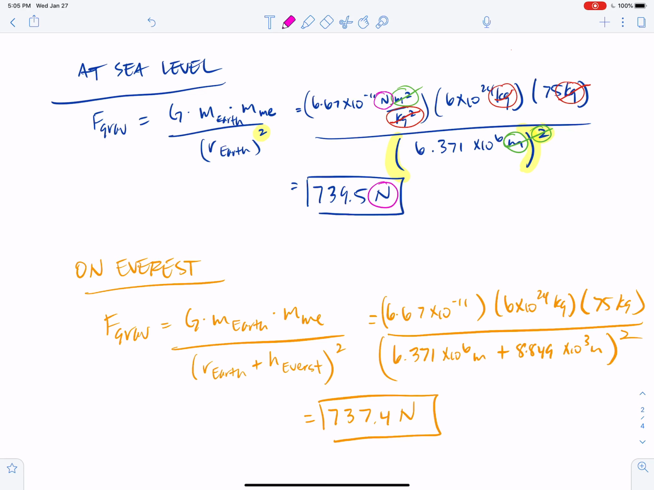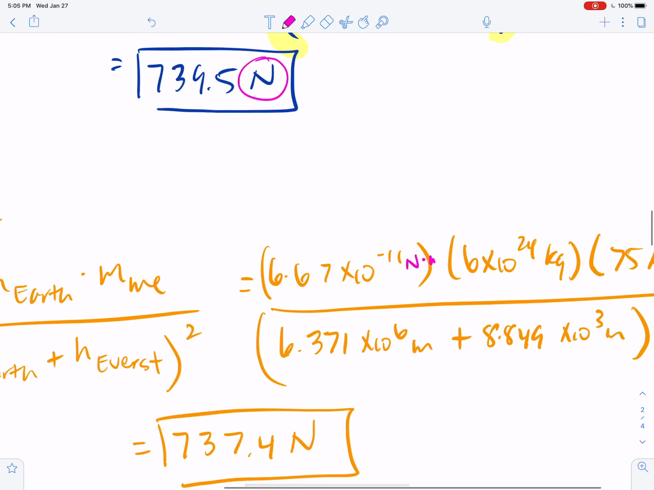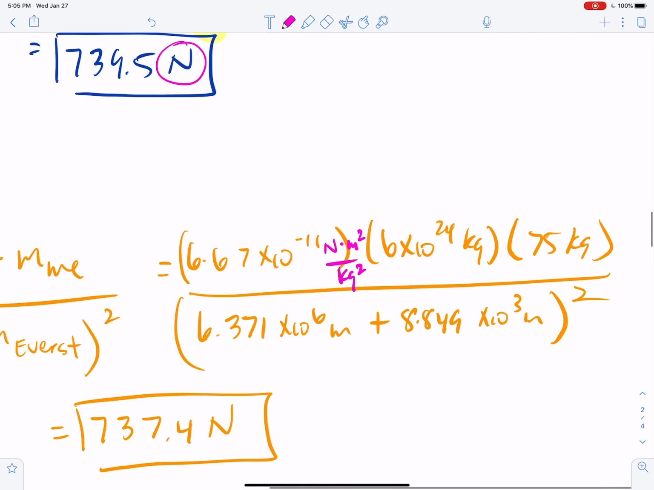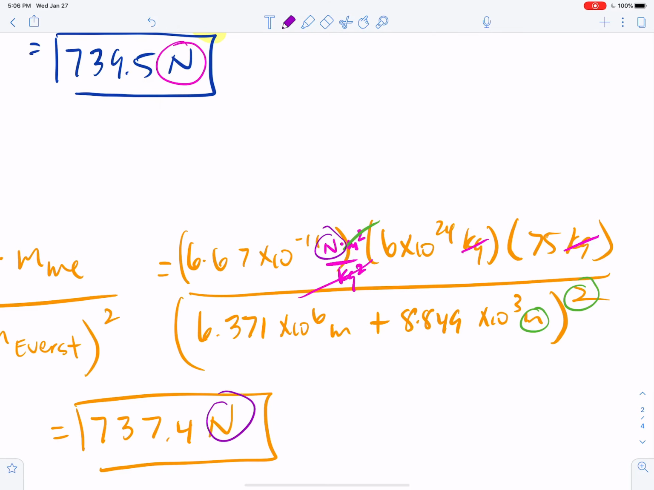I can show that one more time here. This is newton meters squared per kilogram squared. Okay, so this kilogram times this kilogram divided by kilogram squared, those go away. And then I've got meters squared on the bottom. That cancels with meters squared on the top. And so what's left is newtons, and that's why I have newtons here.